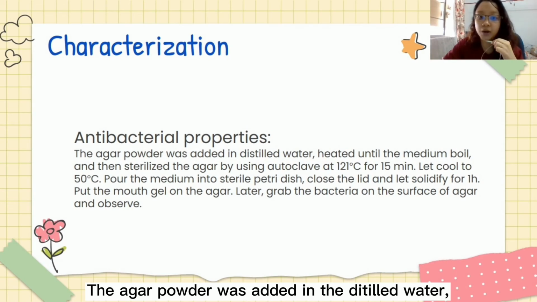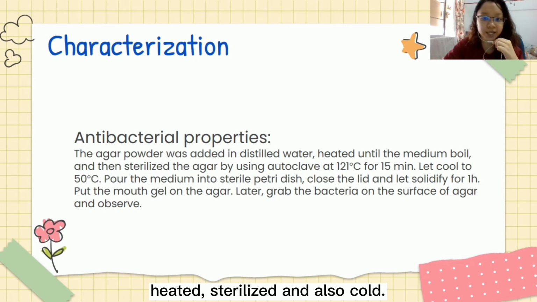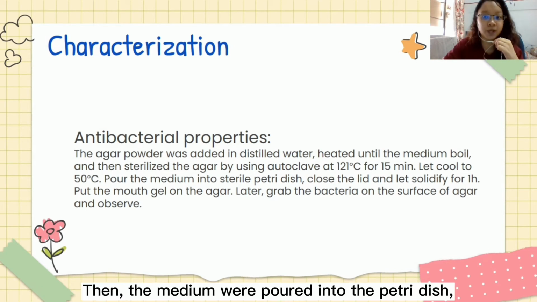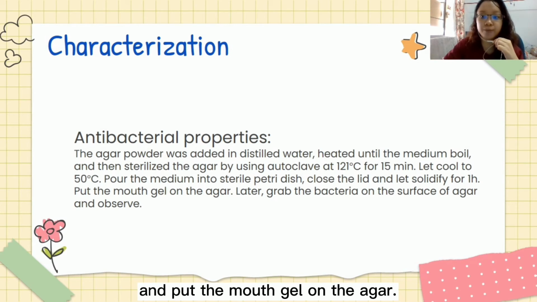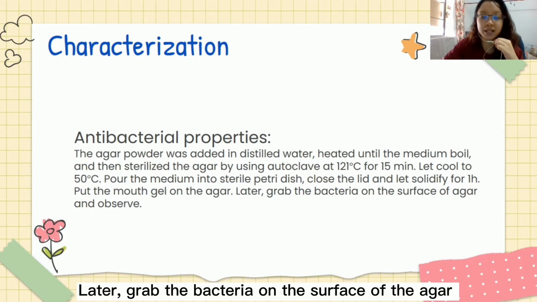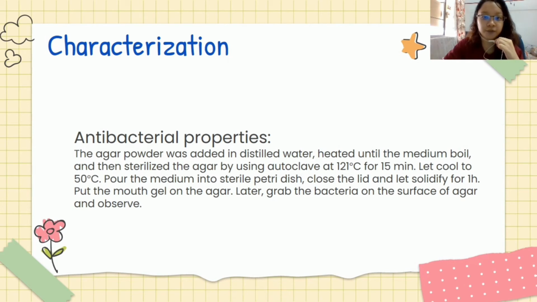The agar powder was added to the distilled water, heated, sterilized, and cooled. Then the medium was poured into the petri dish, the lid closed, and it was left to solidify for 1 hour, and the mouth gel was put on the agar. Later, the bacteria are spread on the surface of the agar and observed.